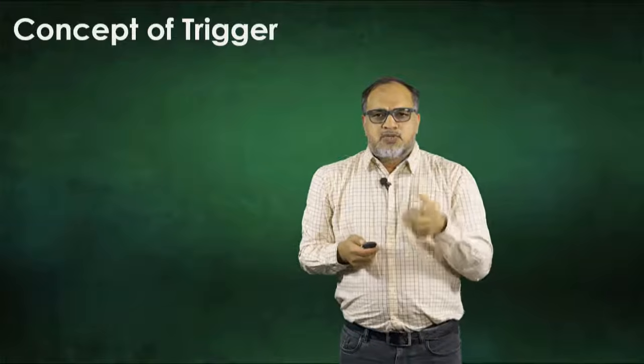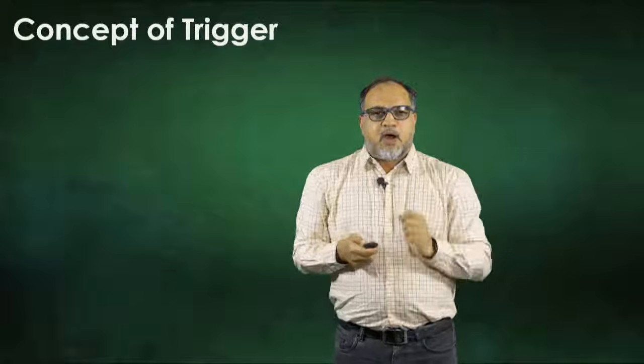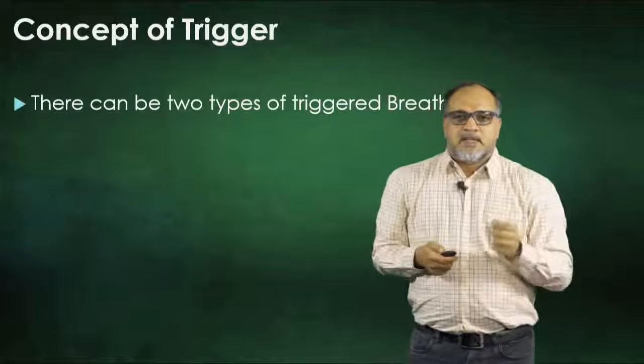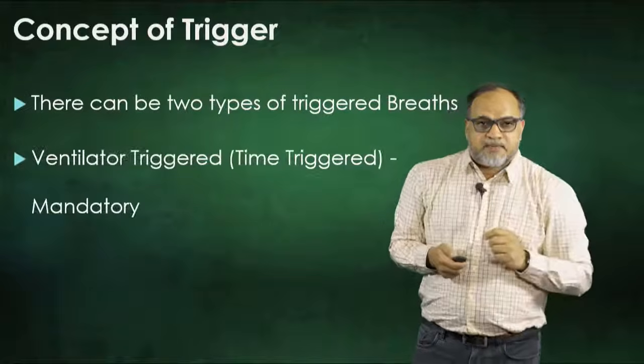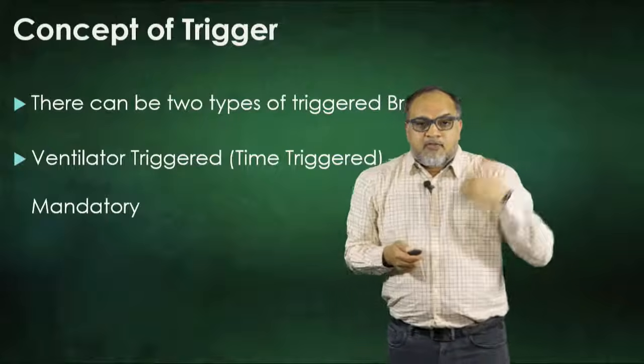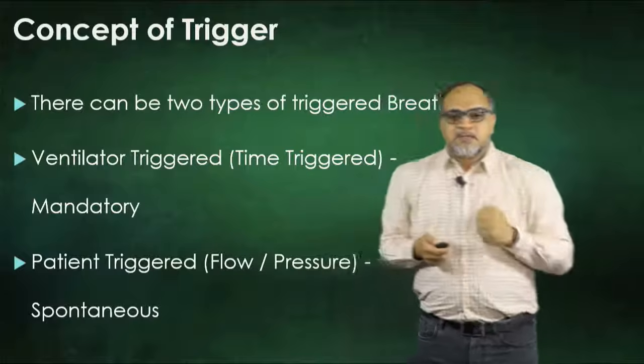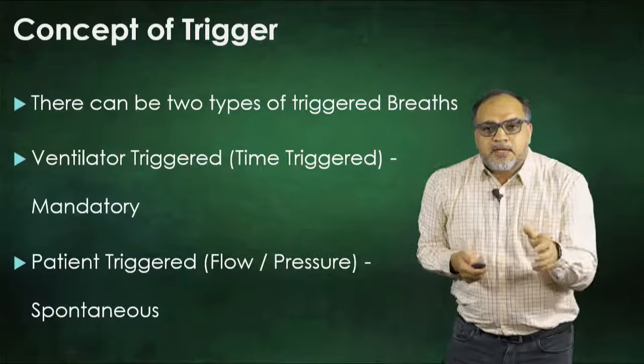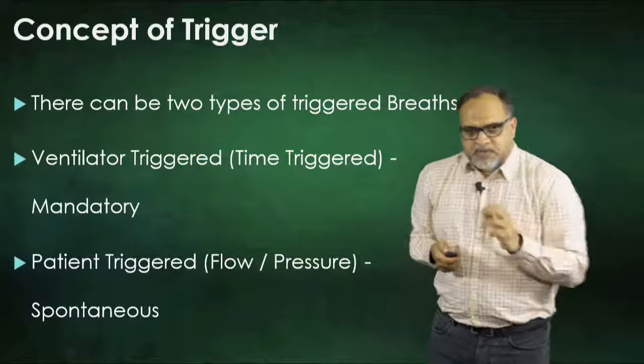Fine. So the ventilator will do 1, 2, 3, 4 breath. 1, 2, 3 breath. 1, 2, 3 breath. So ventilator triggered breaths are always time triggered breaths. The mandatory breaths are triggered by time. While when the patient triggers a breath, it is either flow triggered or pressure triggered. Now what does that mean?